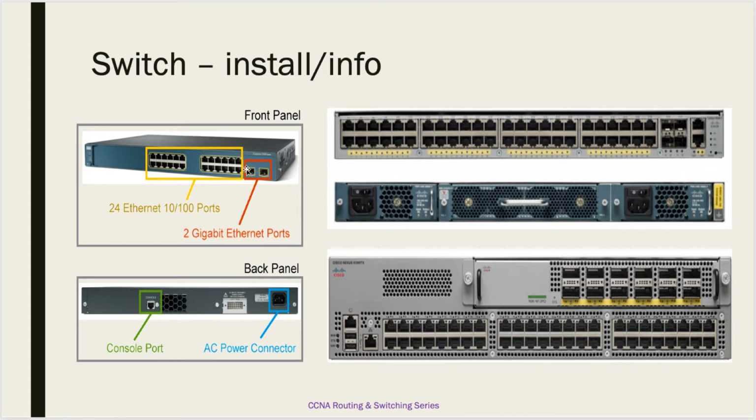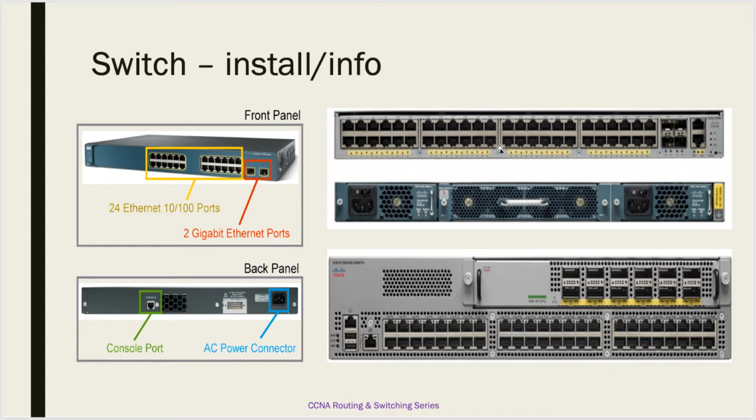On the front of the switch, we had a varying number of ports and different types of ports. In this switch, these are 24 Ethernet 10/100 ports, and these are fixed ports. Also on this side, we have 2 gigabit Ethernet ports. This is one of the older generations of Cisco switches. But on the right-hand side, we have 2 newer generation switches.